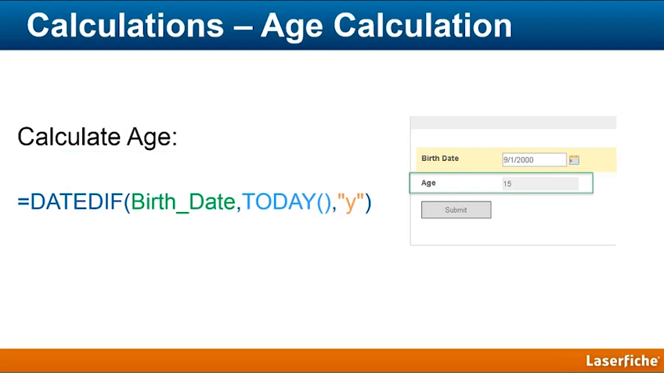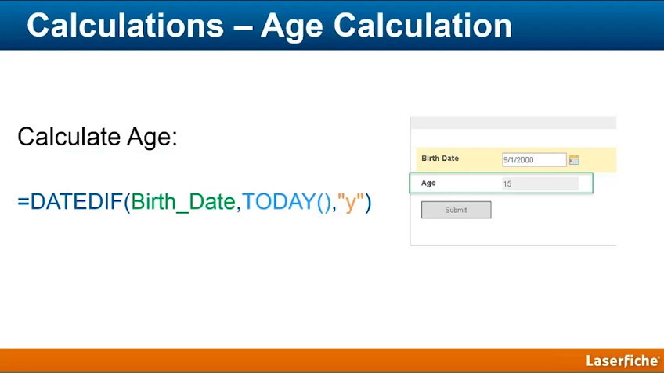In this first example, we're looking to return a submitter's age based on their provided birth date. This would require some manipulation to do in JavaScript previously, but now you can just use the DATEDIF formula here. It's a very easy and simple implementation.